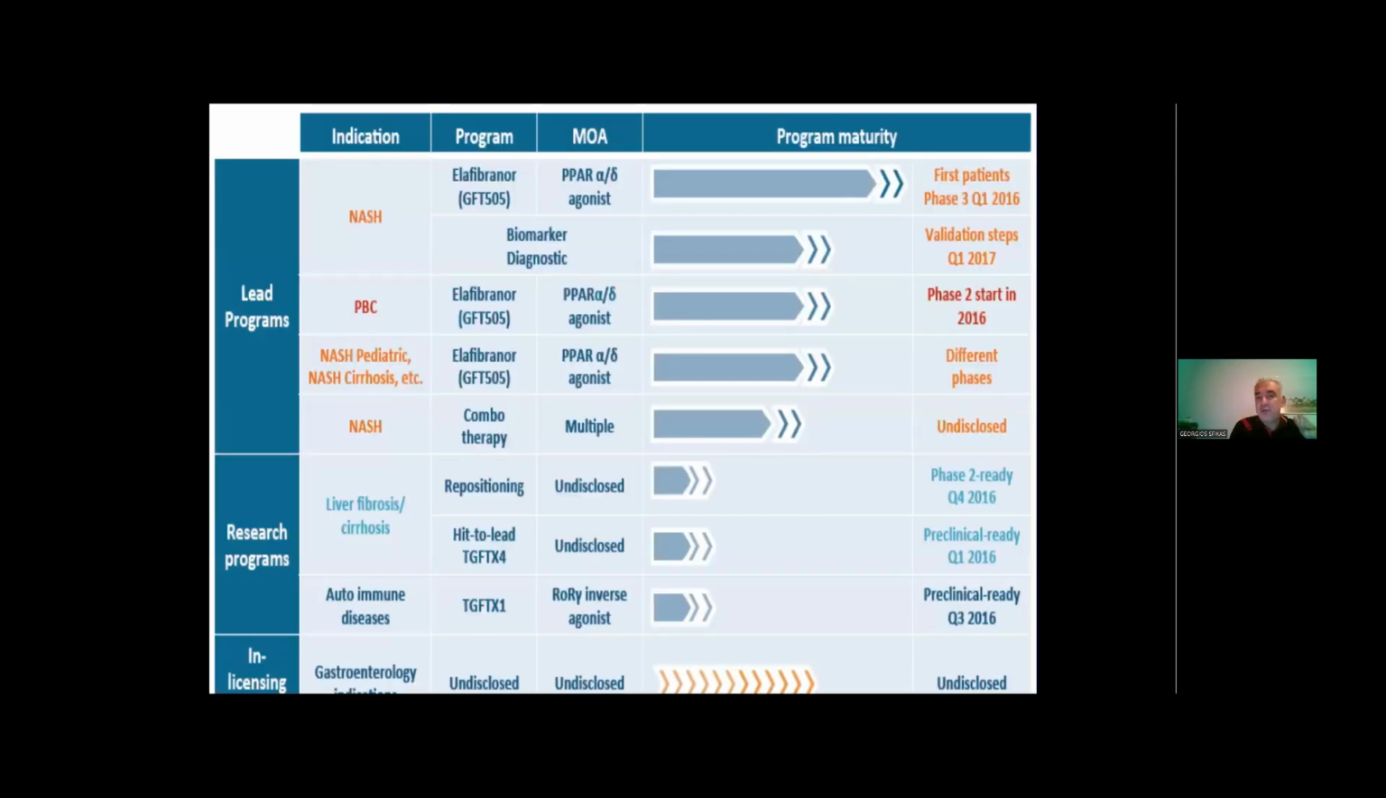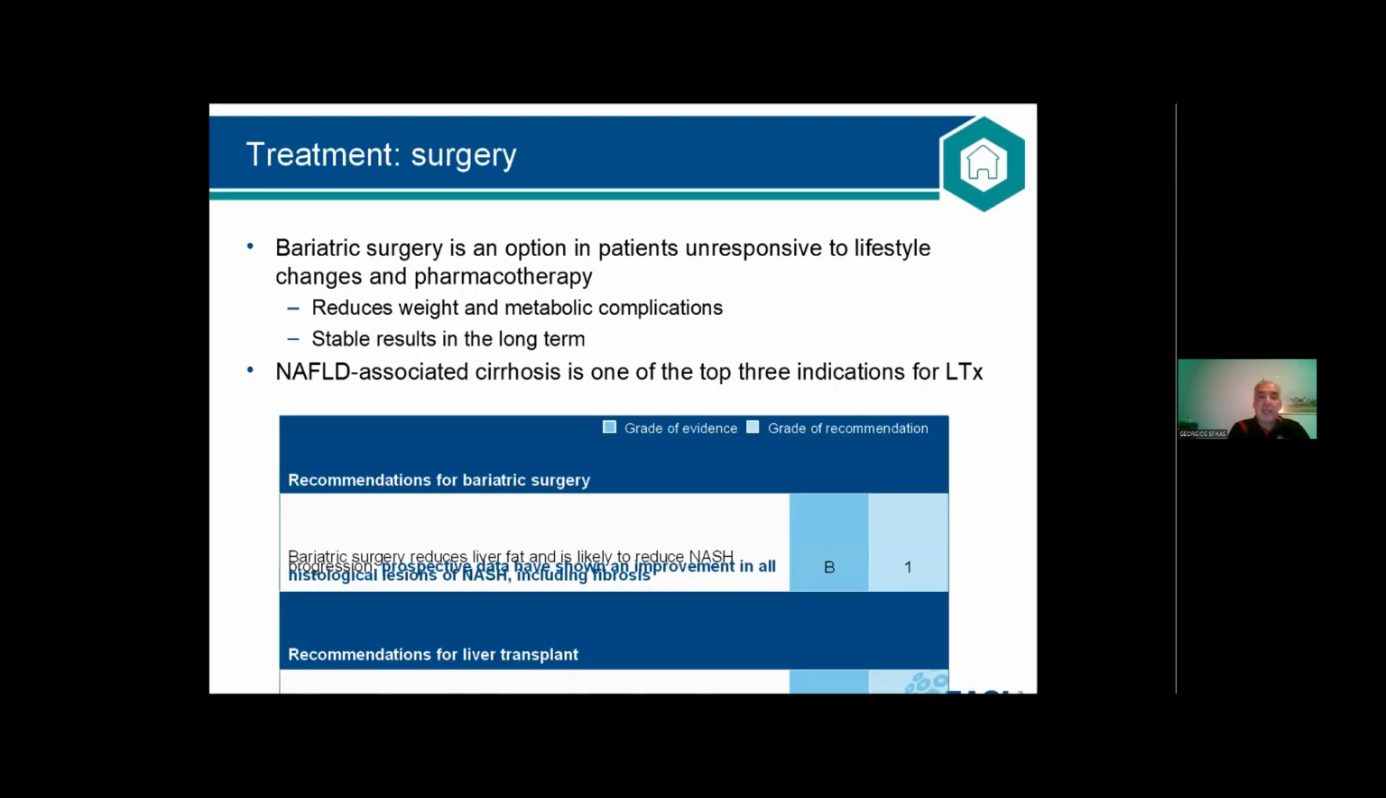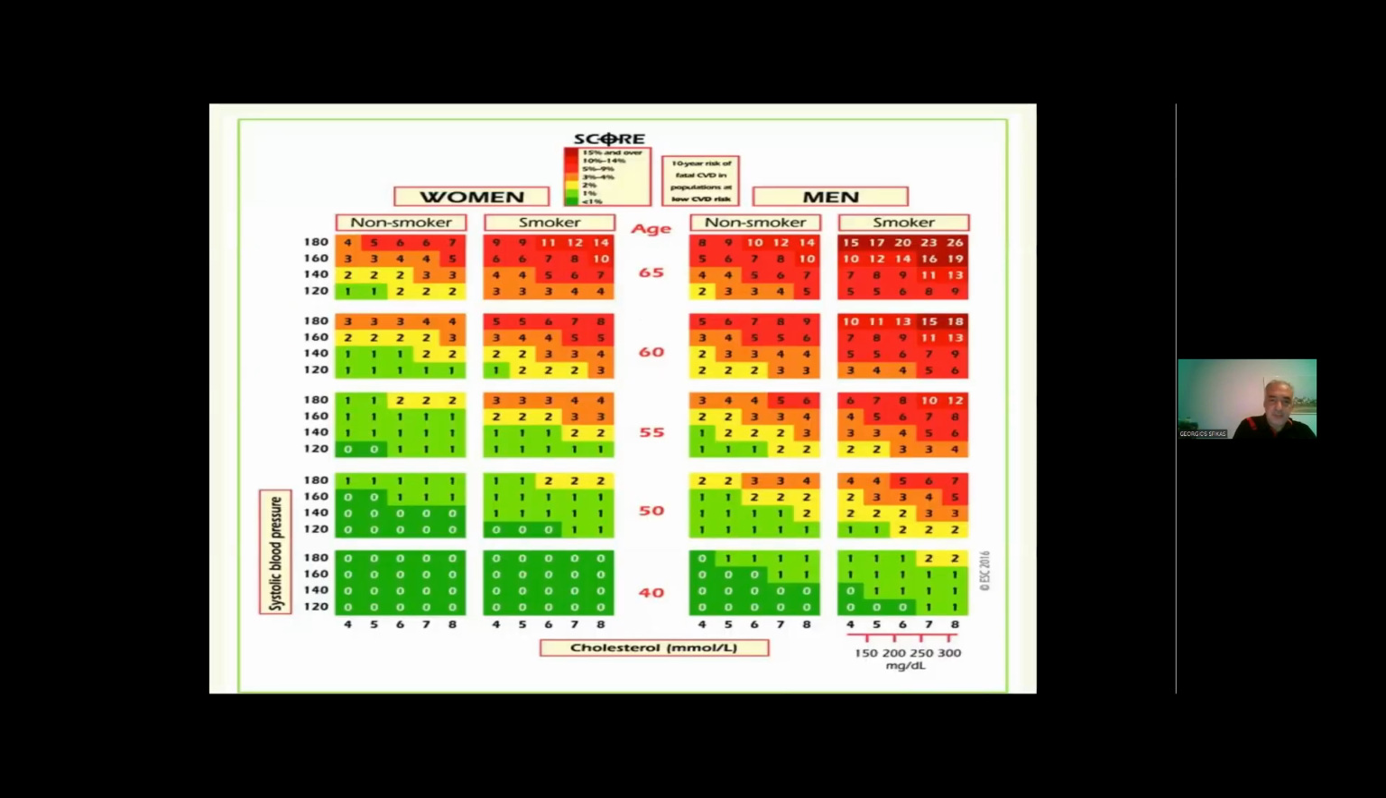Now, there are many drugs that are in the research stage. We're going to have many new drugs in the years to come. We're waiting impatiently to see that. We also have to mention that bariatric surgery is an option in patients unresponsive to lifestyle changes and pharmacotherapy, because it reduces weight and metabolic complications. It has stable results in the long term. Also, non-alcoholic fatty liver disease cirrhosis is one of the top 3 indications for this kind of treatment.